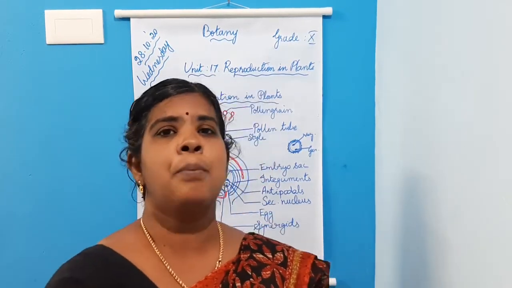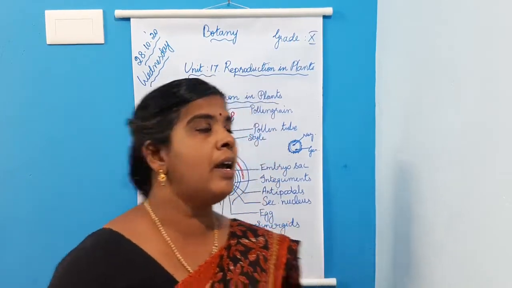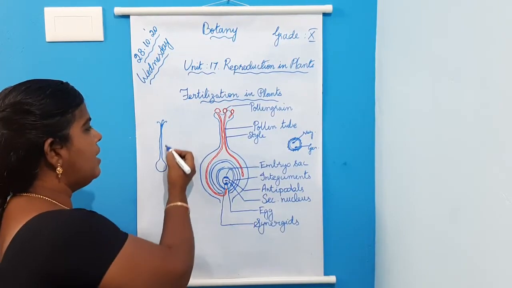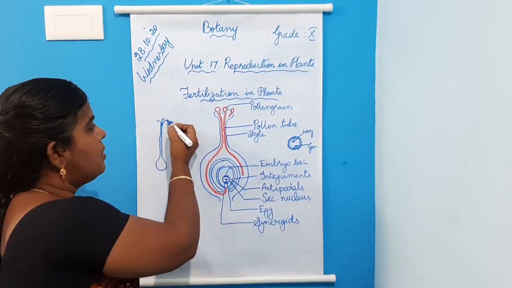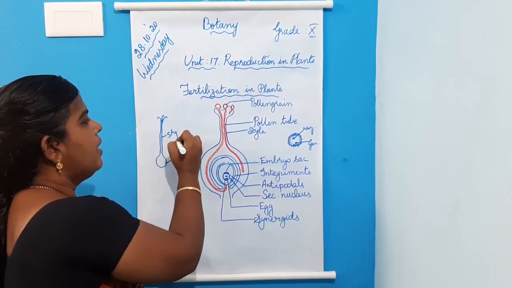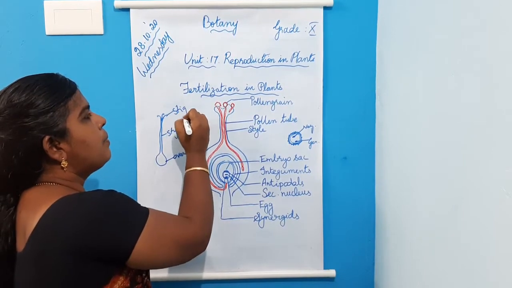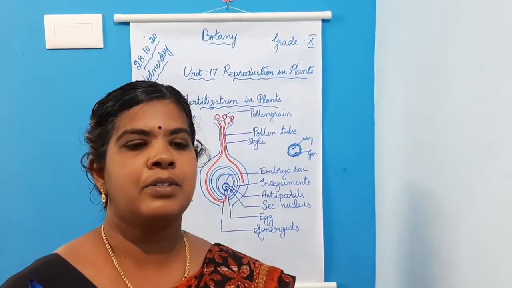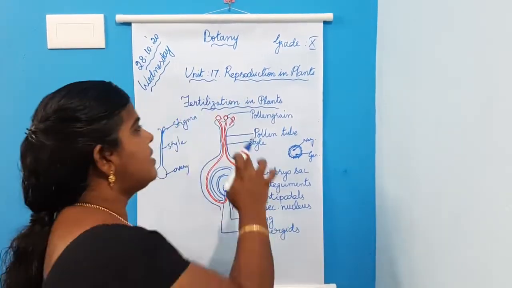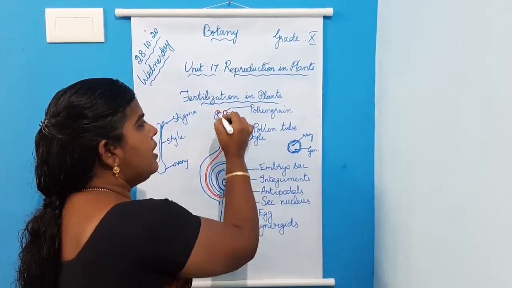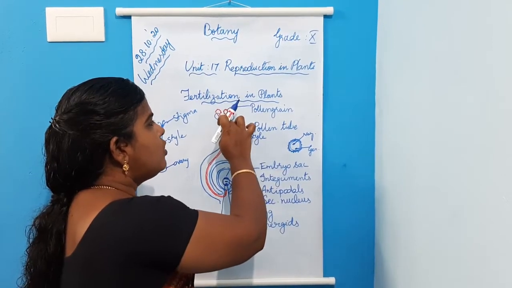Listen, at the time of fertilization, the pollen grain reaches the right stigma and begins to germinate. This is the stigma. You all know the parts of the gynoecium, isn't it? This is the ovary, style and stigma. This is the female reproductive part of a flower, isn't it, ma? When the pollen grain, the male reproductive structure, reaches the right stigma of the flower, it begins to germinate.